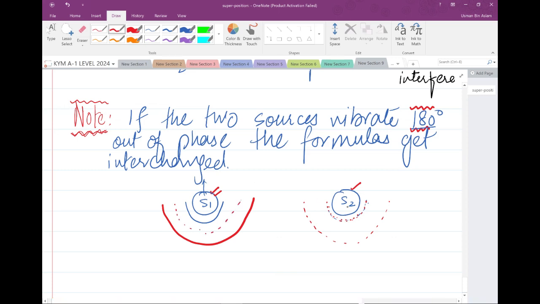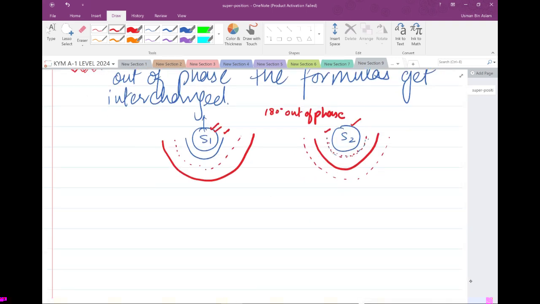Whereas it's the opposite for the source S2. Whenever there are two troughs, there's going to be a crest at its center. So such a movement, when one source is creating a crest and the other one is creating a trough, the sources are said to be 180 degrees out of phase. So in this case, the formulas that I told you will now get interchanged.